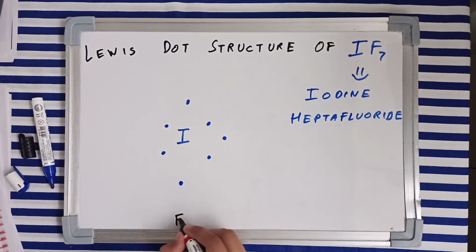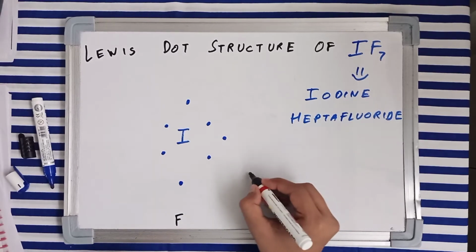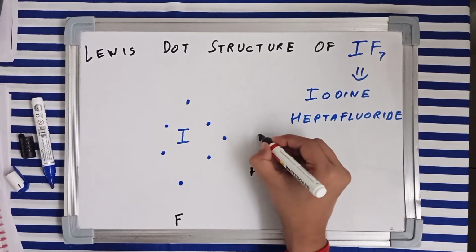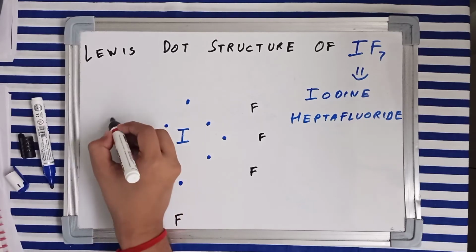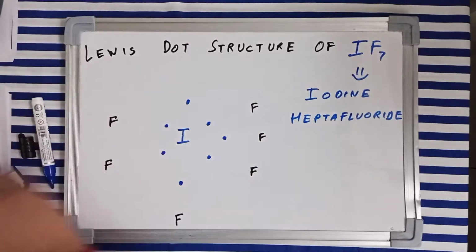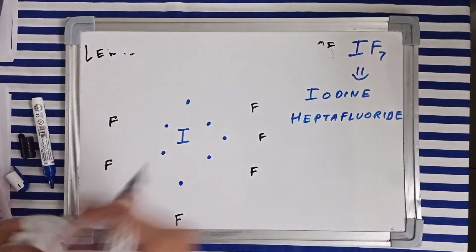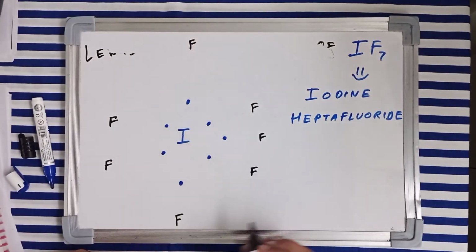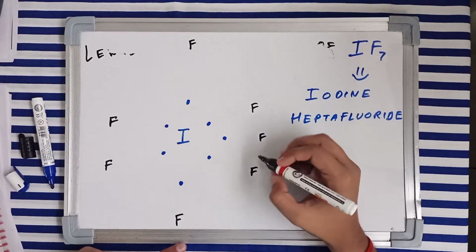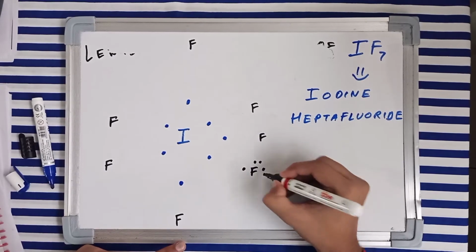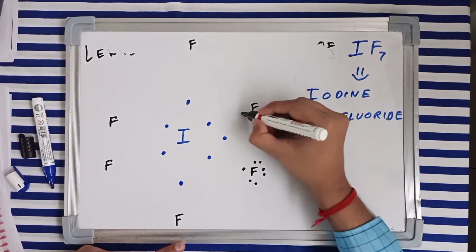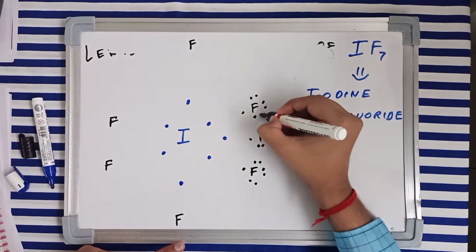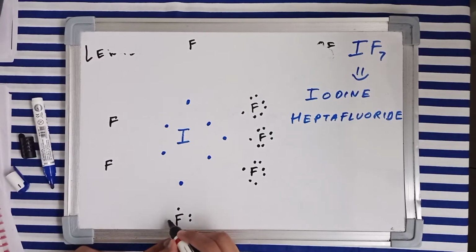So one fluorine is going to be here, one here, one here, similarly another one here, one here, and the 7th fluorine will be here, right? And they've got 7 valence electrons each, 1, 2, 3, 4, 5, 6, 7.